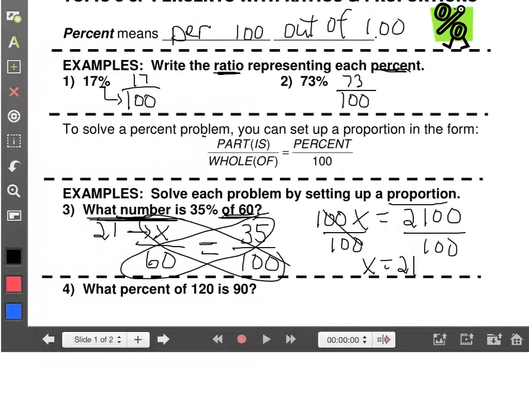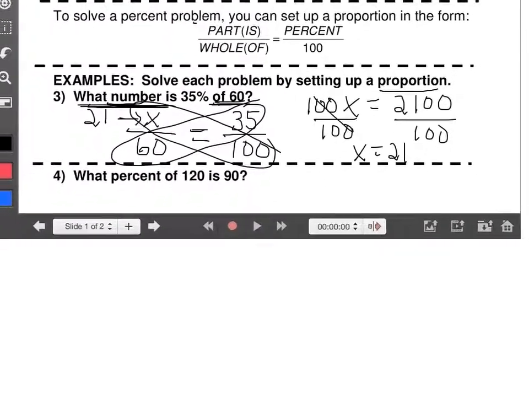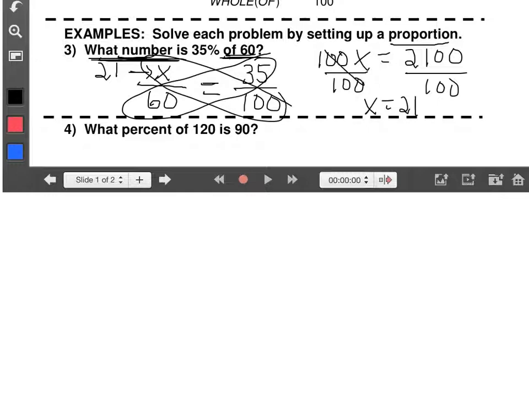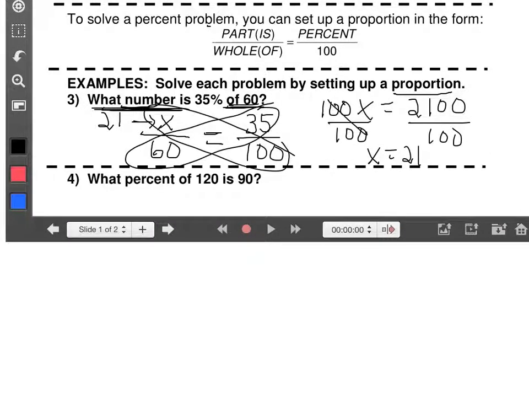All right, what percent of 120 is 90? We're going to set up a proportion. Remember, our proportion looks like this. Part over whole equals percent over 100. So now you're looking for the percent. So you're looking for the percent over 100. Of 120, that means that's your whole, so you put that on the bottom. And is 90, that's your part, so that goes on top.